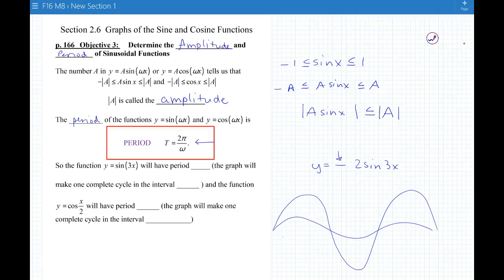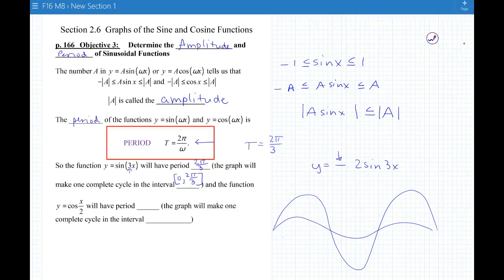So the function y equals sine 3x will have a period of, let's see, T equals 2 pi over omega, which is 3. So the graph will make one complete cycle in the interval from 0 to 2 pi over 3. So it's squashed up because we multiplied by 3, so it compressed the graph horizontally.